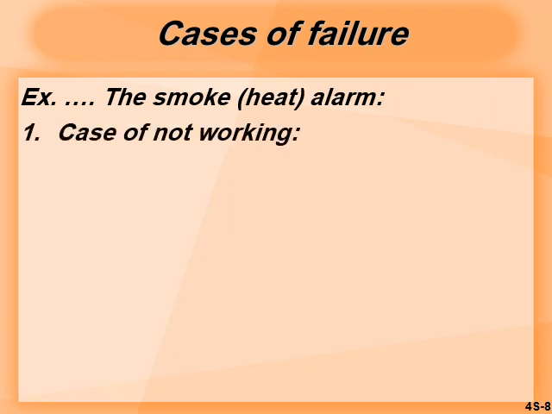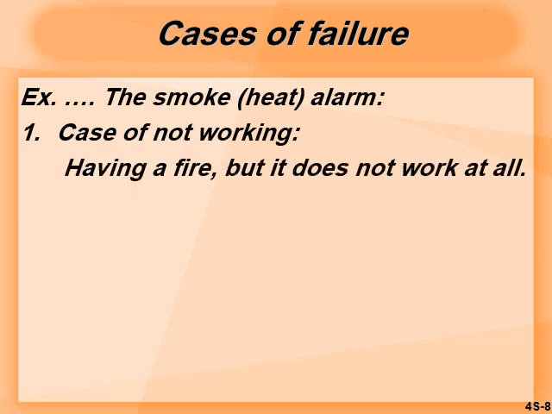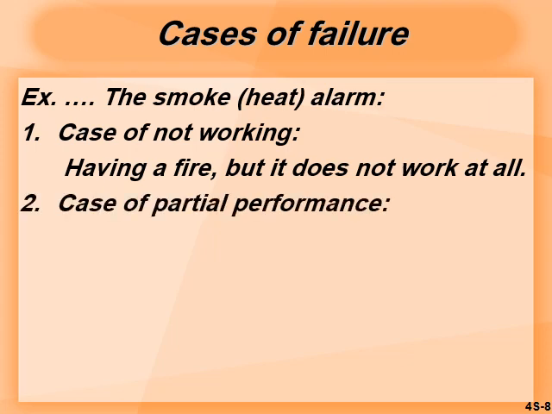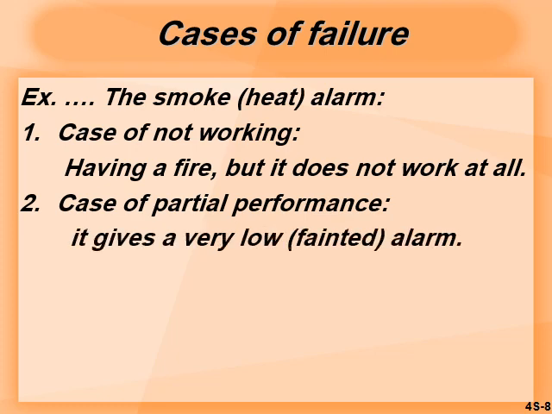The failure has three cases. The first one is the case of not working at all. This is the most common case that we know, where it does not perform or work at all. It means having a fire but not working at all. It doesn't give the alarm that it should give to alert people. The other case is partial performance, which means half and half. It means giving a very low or faint alarm that does not alert the people of the fire.